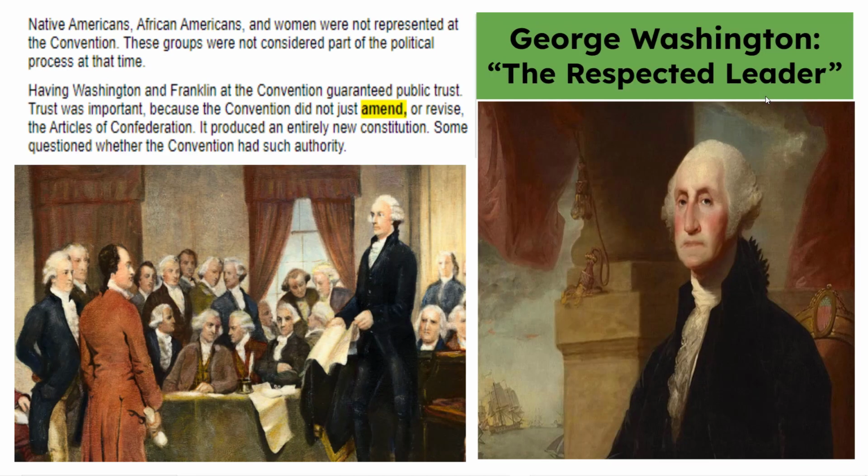Native Americans, African Americans, and women were not represented at the convention. These groups were not considered part of the political process at that time. Having Washington and Franklin at the convention guaranteed public trust. Trust was important because the convention did not just amend or revise the Articles of Confederation, it produced an entirely new constitution. Some question whether the convention had such authority.